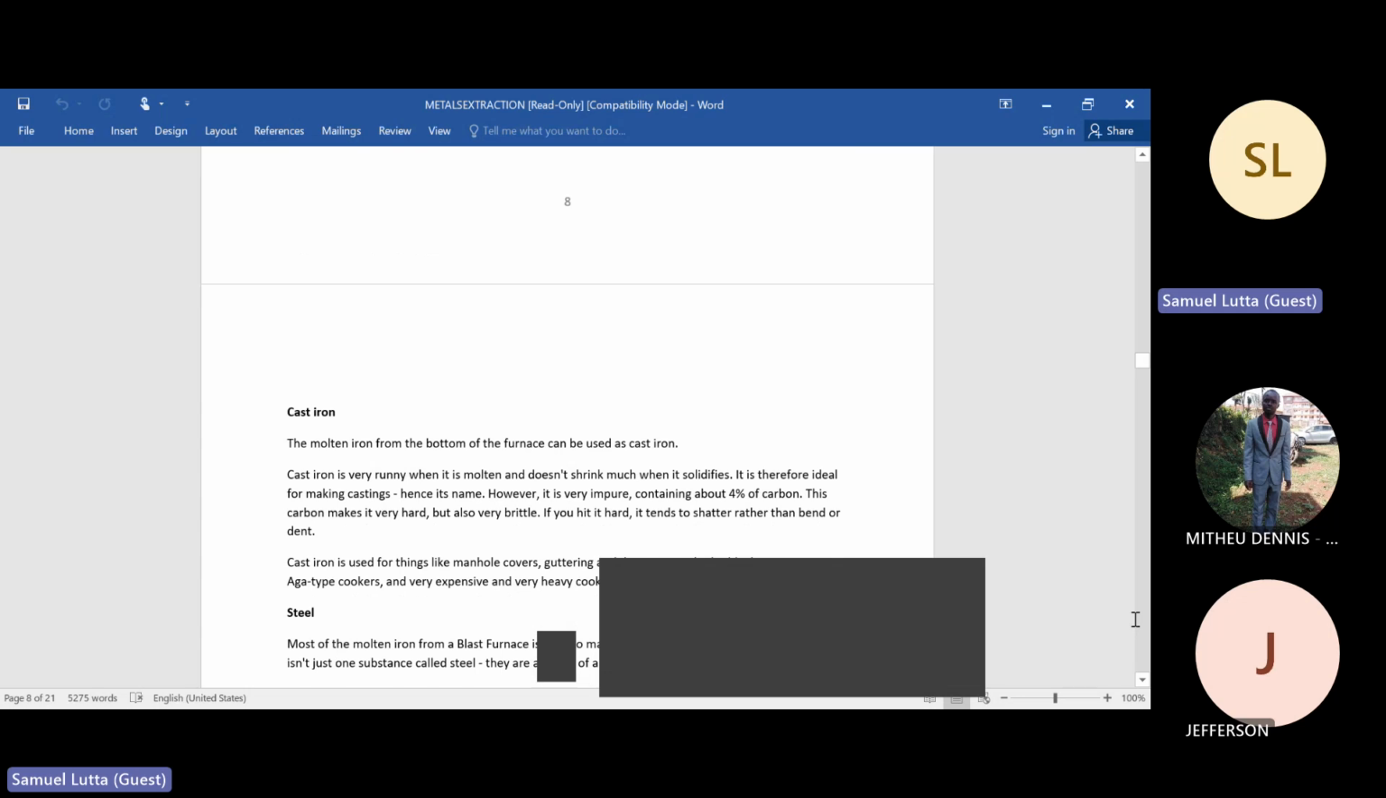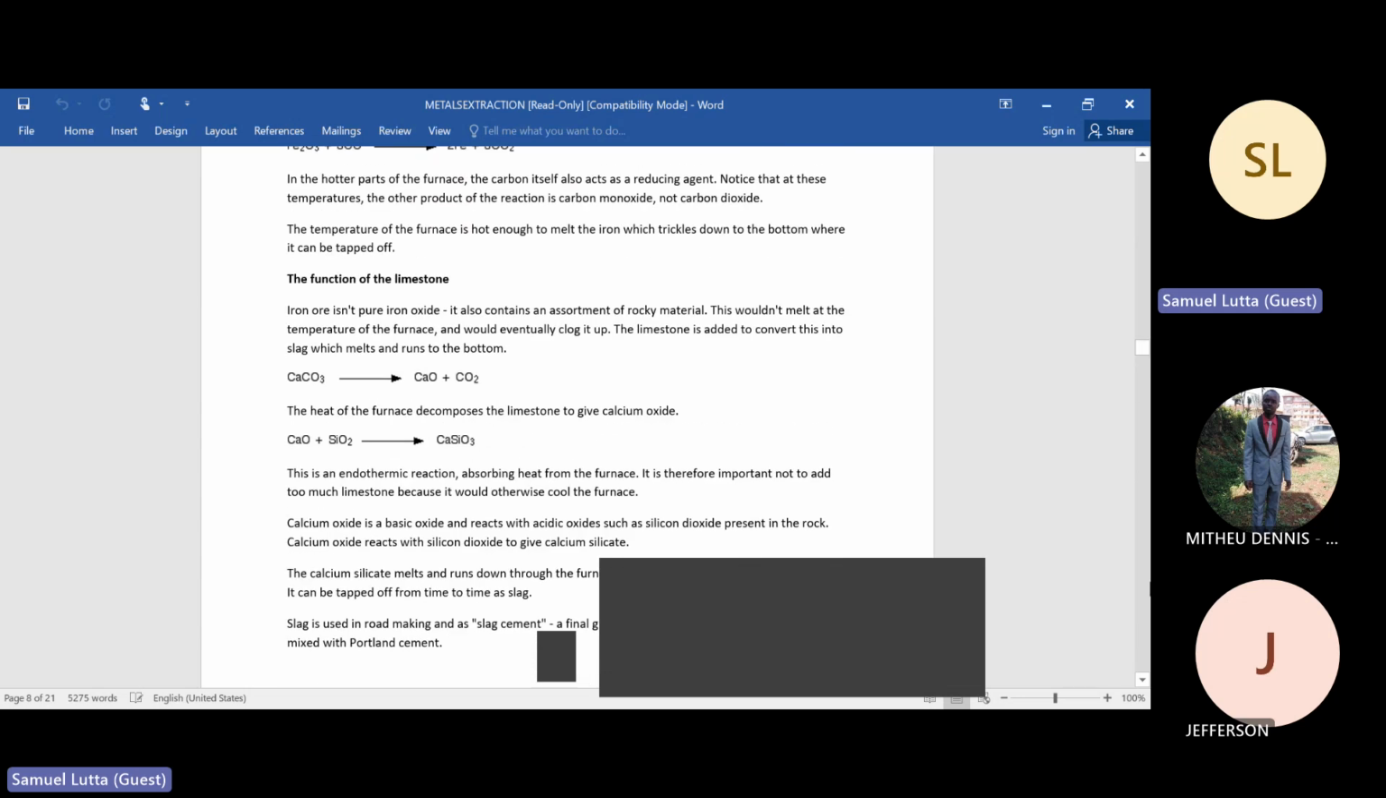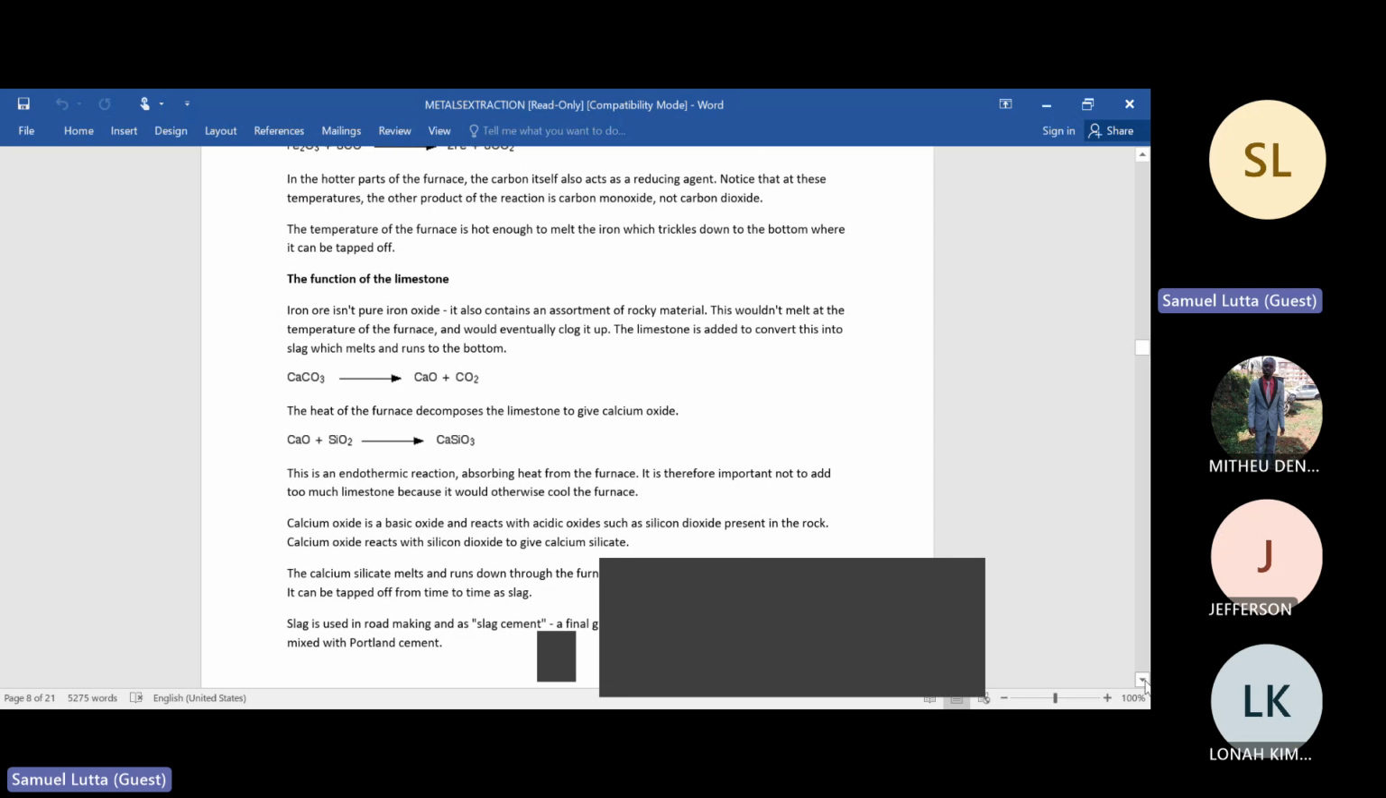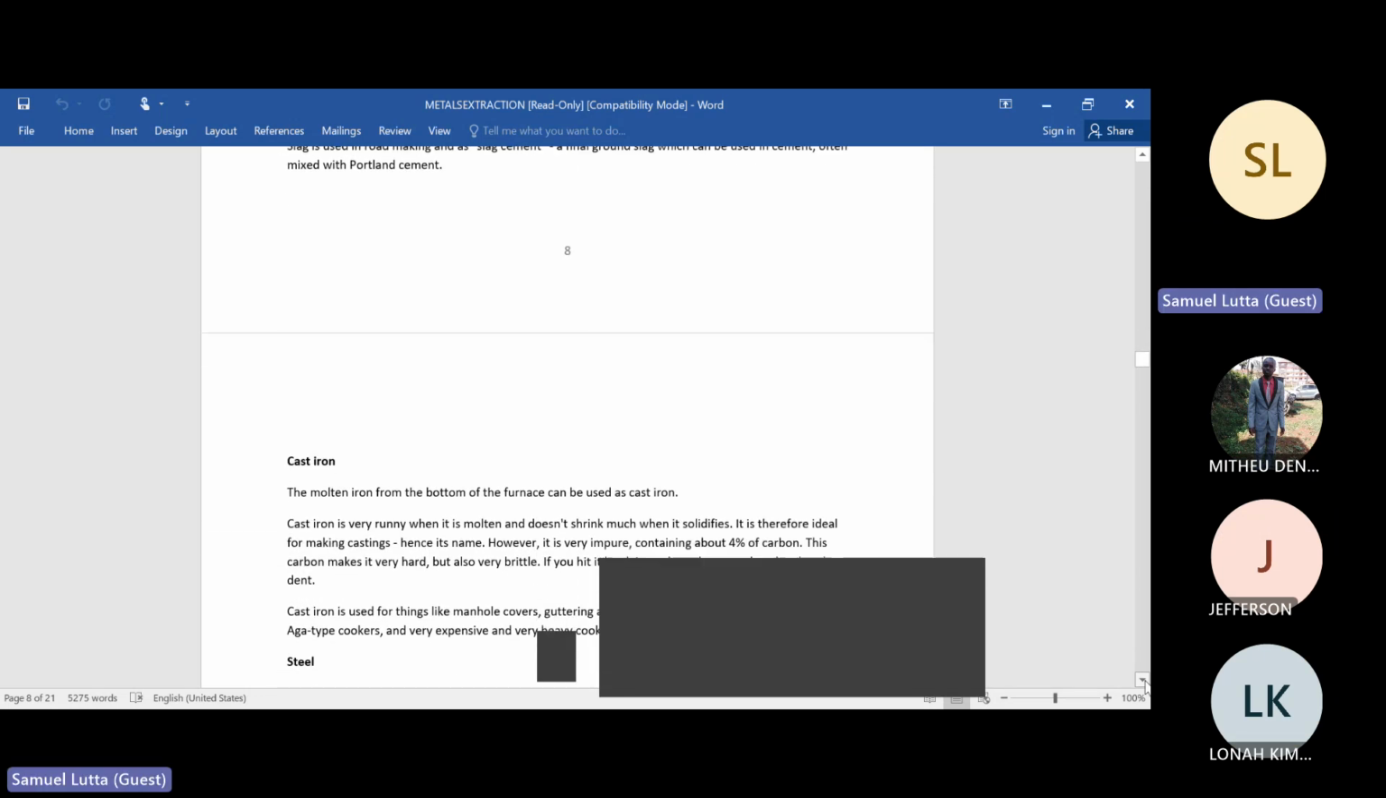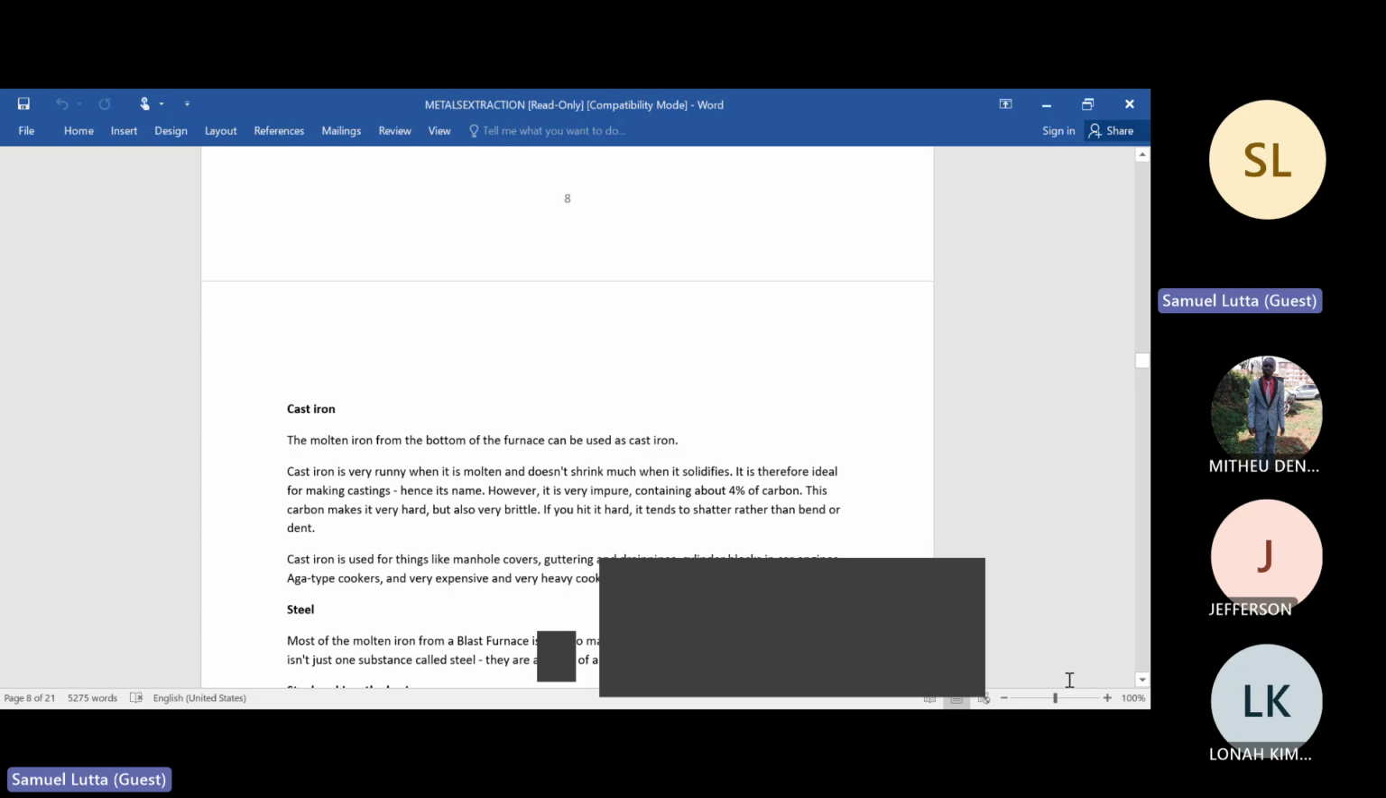And then we said you get different types of iron, and the difference in these irons will depend on the percentage of carbon in the iron. So we have the cast iron, which is normally gotten from the process. The molten iron is obtained from the bottom of the blast furnace, and this iron is not very smooth, and therefore it is normally used for making castings.